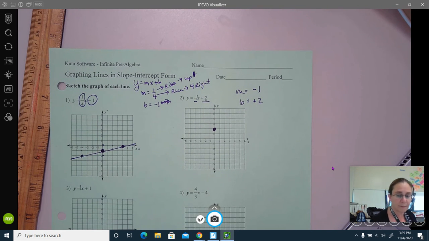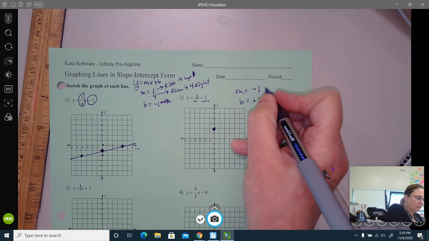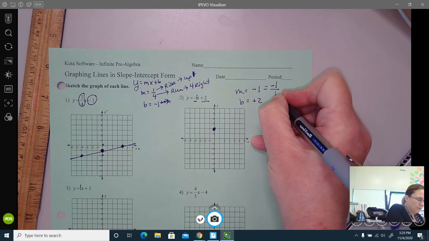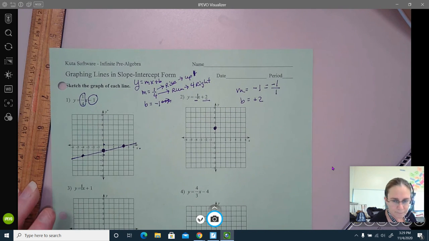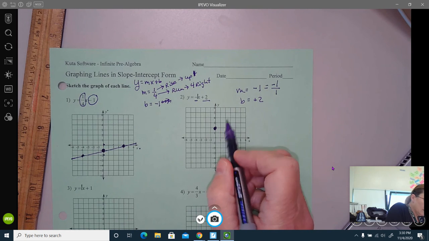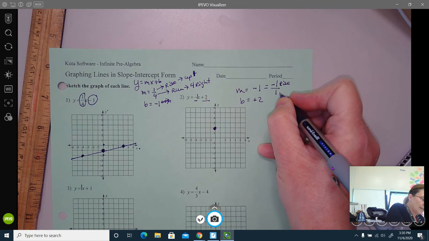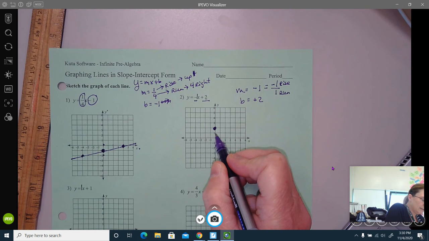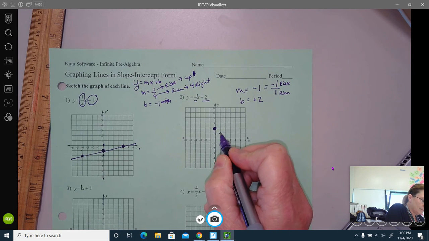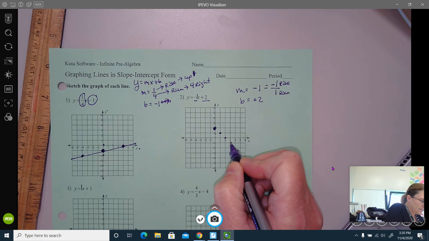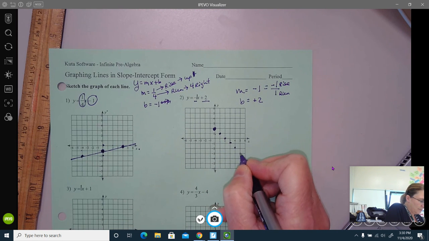Anytime you have a whole number, that is equivalent as a fraction to the whole number over 1. Because any number divided by 1 is just itself. So my rise is -1. Now a rise of -1 is going to go down. So down 1, and a run of +1 is to the right. Down 1, to the right. Down 1, and I can keep on doing that pattern the whole way so I can get a really good accurate line.